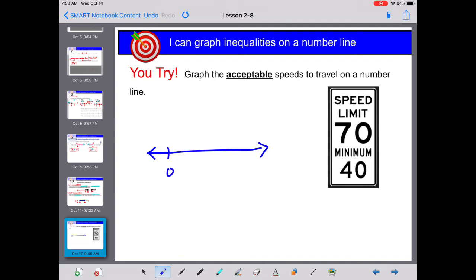Hopefully you had a minute to try this by pausing the video. Then you should have a number line. It should look like this. Let's start by graphing the speed of less than 70 miles per hour. To show a speed that is less than 70 miles per hour or equal to, because I can drive exactly 70, I'm going to fill that in. So I draw my line and I show less than 70. Then I need to show a minimum of 40. That means my speed needs to be greater than or equal to 40.